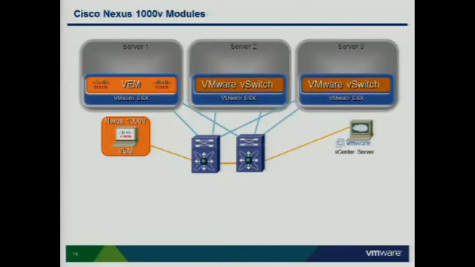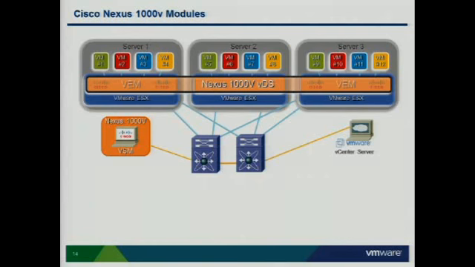And here we have our VEMs. They're going to reside on each of the ESX hosts. And then you can see that makes up the Nexus 1000V distributed switch. It's seen as one switch across all of our ESX hosts. Keep in mind, this is the first third-party switch that actually implements the vNetwork distributed switch API.